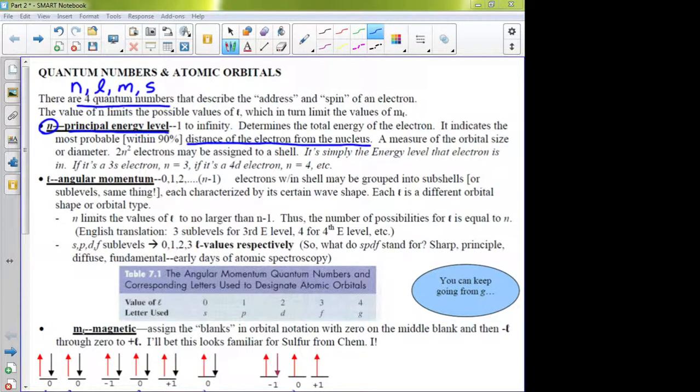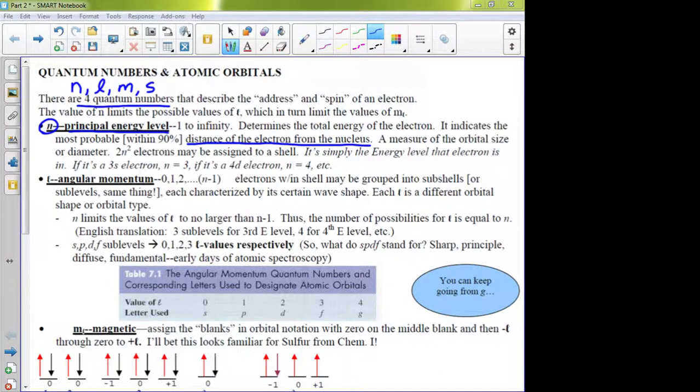If I'm in energy level N equals 1, then what do I know? I'm in the first energy level, so that means I am what distance from the nucleus? Close, far away? Close, okay? So N equals 1 lets me know that I'm close to the nucleus. Whereas if I go to N equals 5, I know I'm farther away from the nucleus, okay?